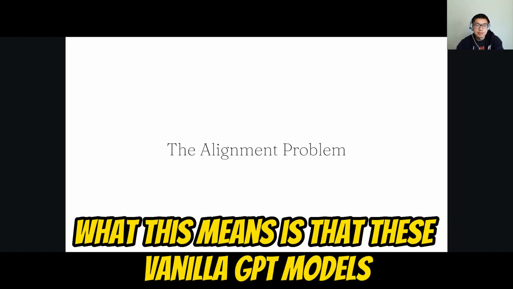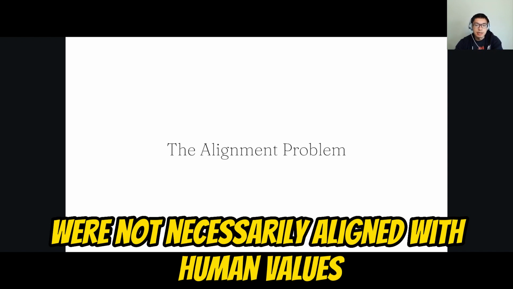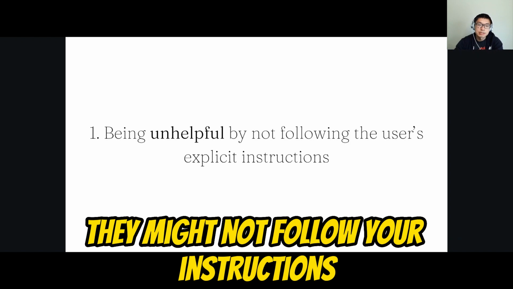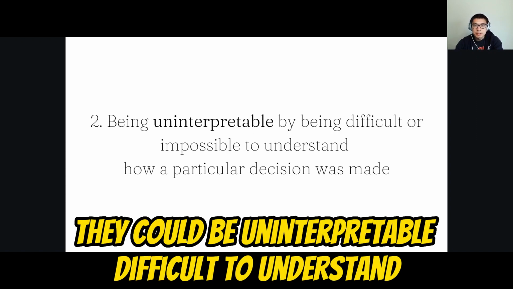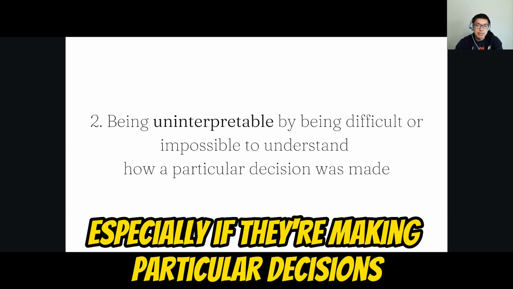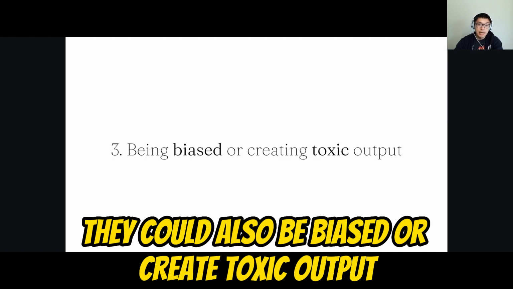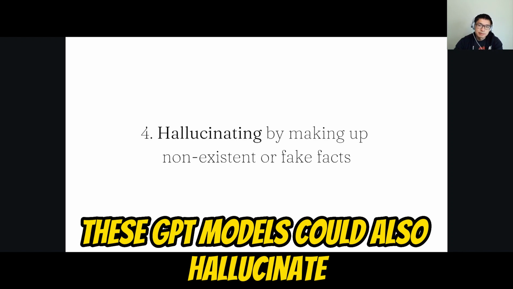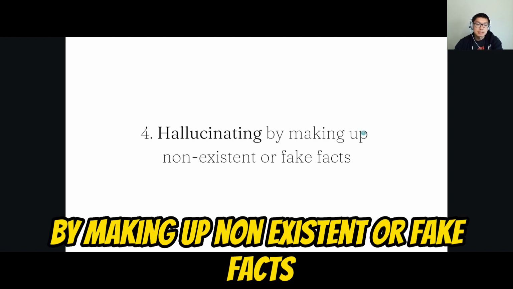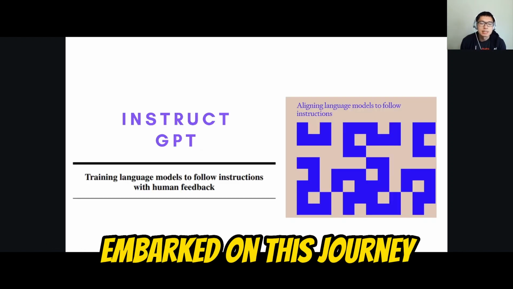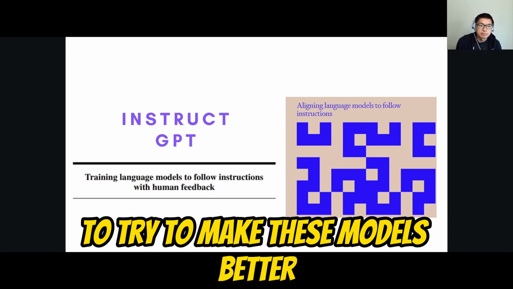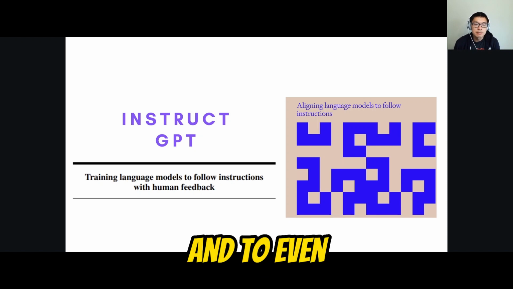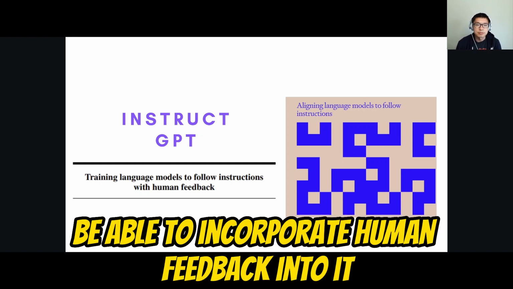What this means is that these vanilla GPT models were not necessarily aligned with human values. They could be unhelpful. Sometimes they might not follow your instructions. They could be uninterpretable, difficult to understand, especially if they're making particular decisions. They could also be biased or create toxic output. These GPT models could also hallucinate by making up non-existent or fake facts. As such, OpenAI embarked on this journey to try to make these models better, to make them more aligned to human values, and to even be able to incorporate human feedback into it.